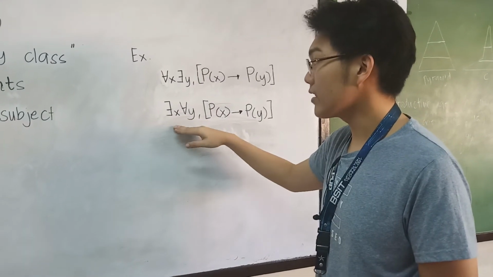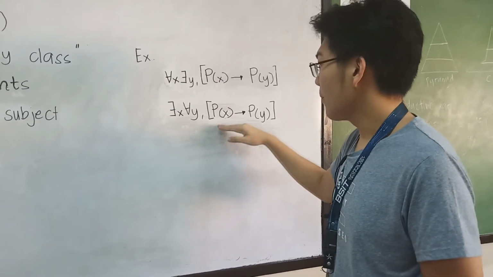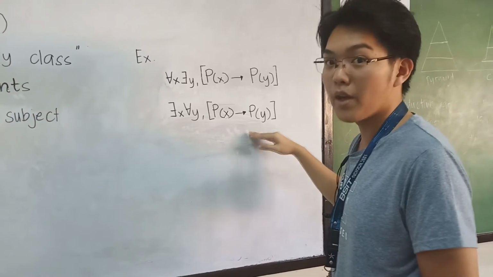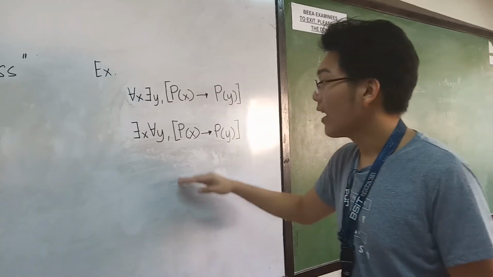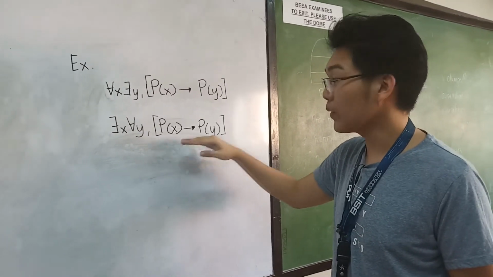Next is there exists x for all y such that p of x implies p of y. Then we can easily denote this into a verbal expression, which is there exists an IT student that will take all major subject class.